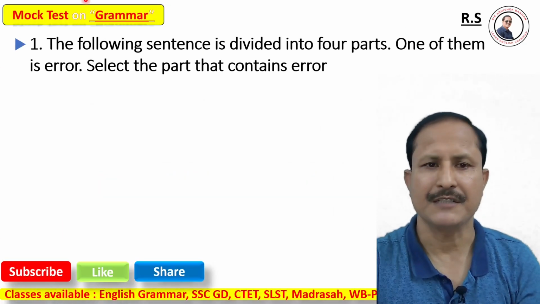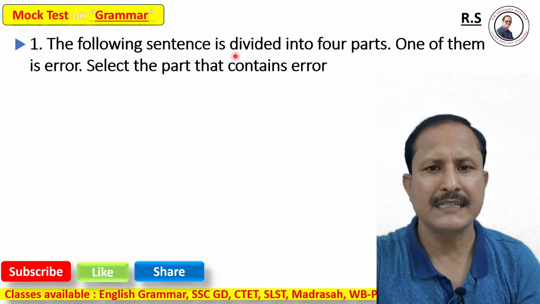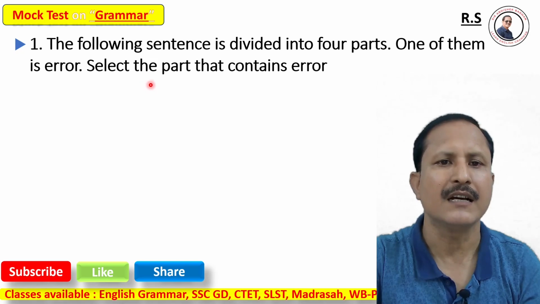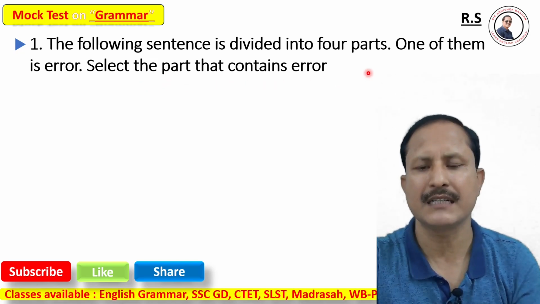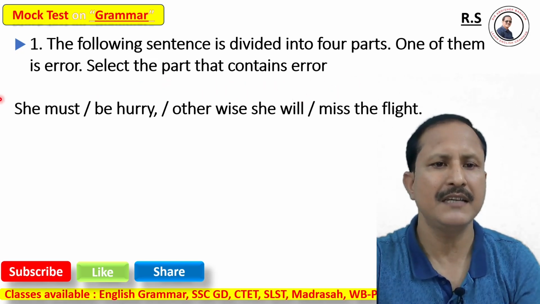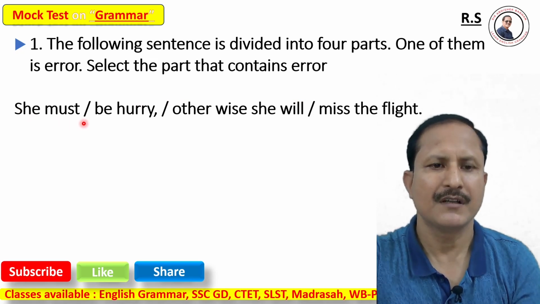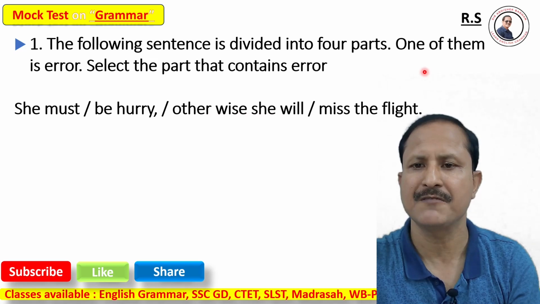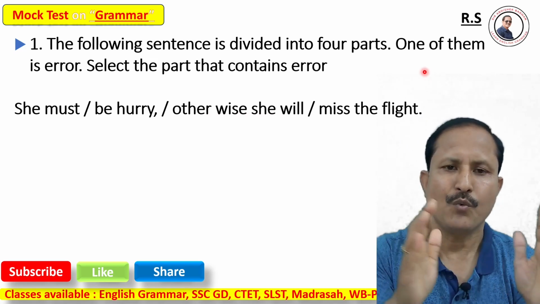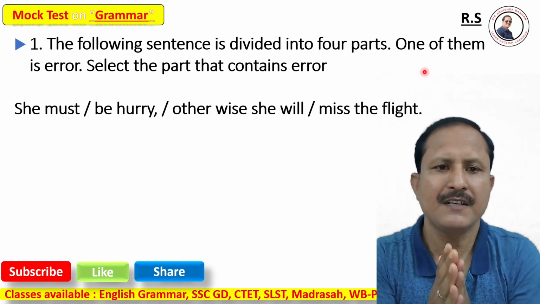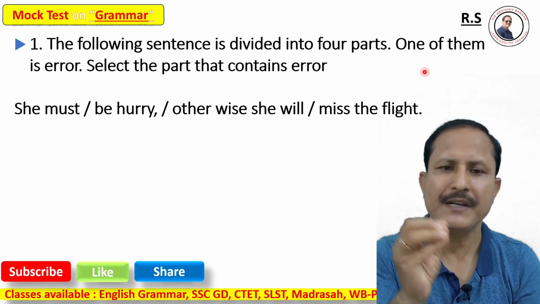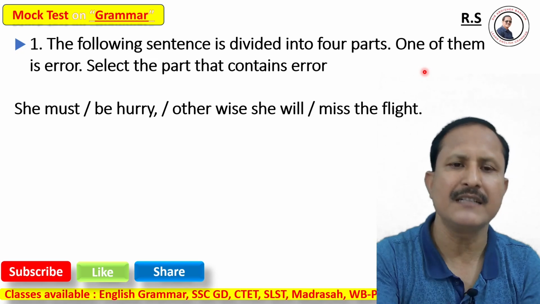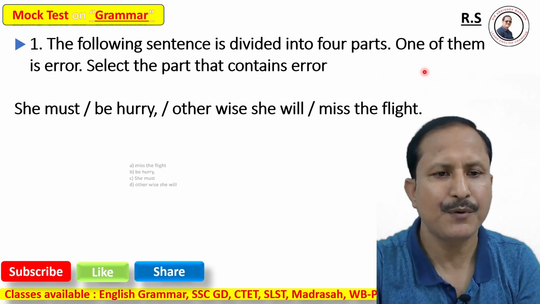The first question. The following sentence is divided into four parts. One of them has an error. Select the part that contains the error. The given sentence is: she must / be hurry / otherwise she will / miss the flight. Here, one part is definitely wrong in use. You should find the correct one, that is, the part that contains the error. You will be given four options.